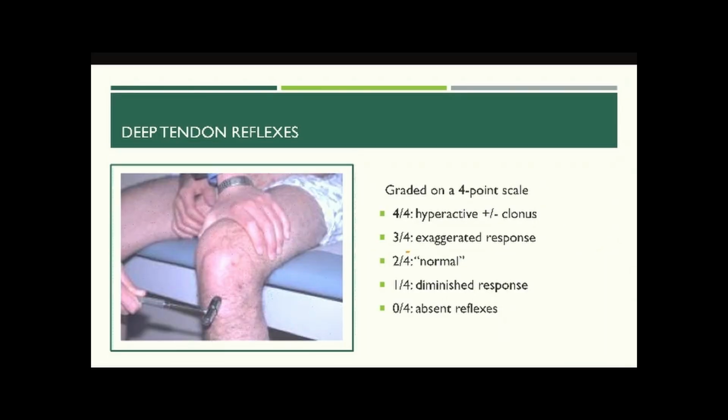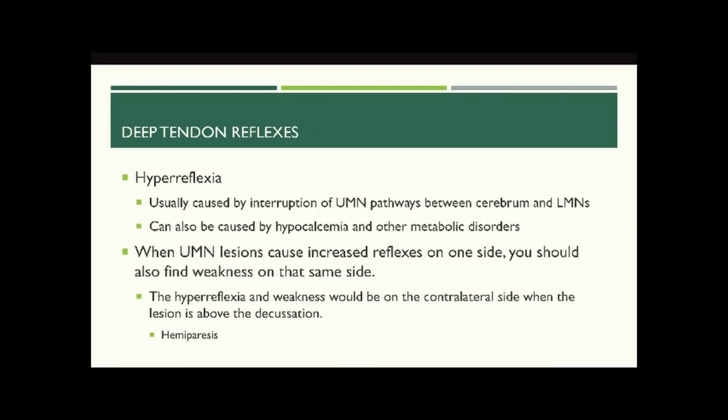Your DTRs, remember, 2 out of 4 DTR is normal. 3 and 4 are hyperreflexic. 1 and 0 are hyporeflexic. So on an exam, if I say this person has an upper motor neuron lesion, and I ask what would you expect to see on DTR, is it going to be worse, better, or the same? So here's your answer: hyperreflexia, upper motor neuron. So 3 out of 4, 4 out of 4 reflexes may be indicative of an upper motor neuron lesion.